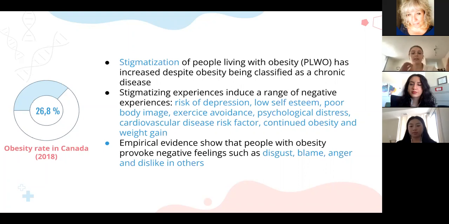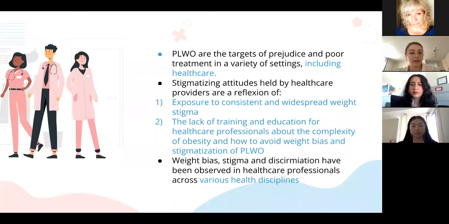There is empirical evidence that people with obesity elicit negative feelings such as disgust, anger, blame, and dislike in others. These are very strong words, and you can imagine how it can make people living with obesity feel, and no one wants to feel like that. People living with obesity are frequently the targets of prejudice, derogatory comments, and other poor treatment in a variety of settings, including health care, despite the high prevalence of obesity in North America.